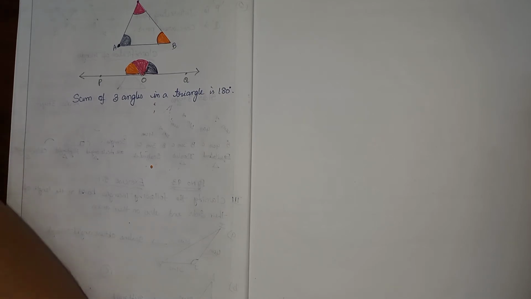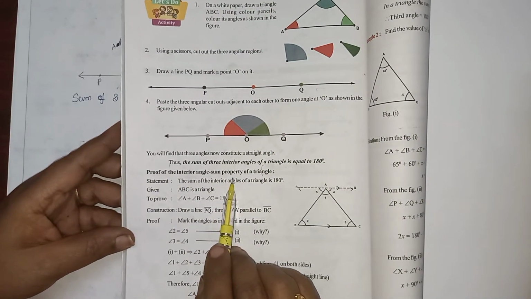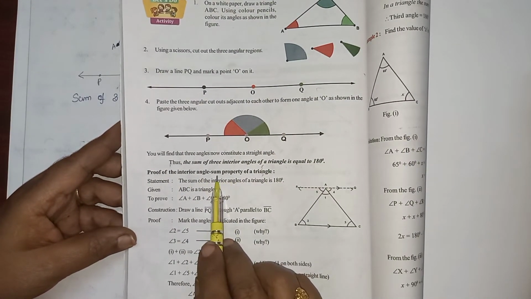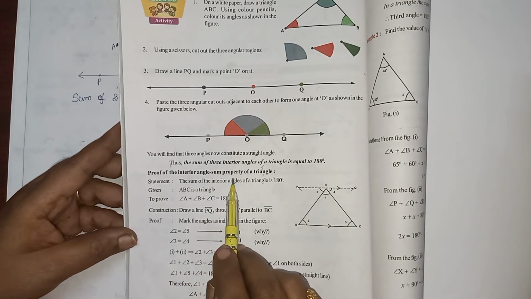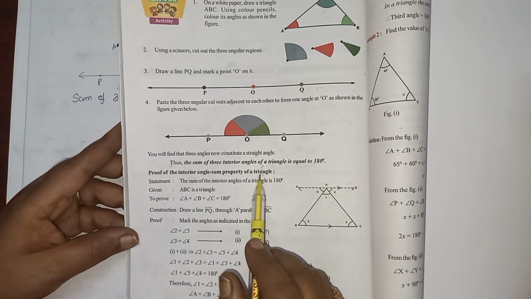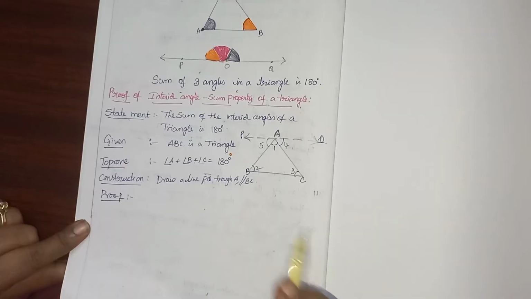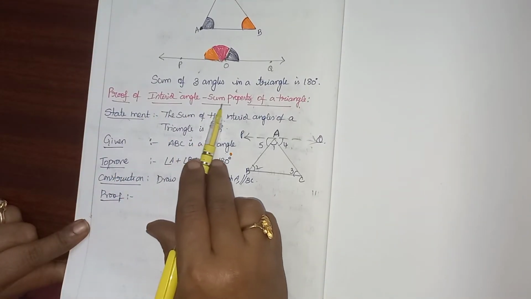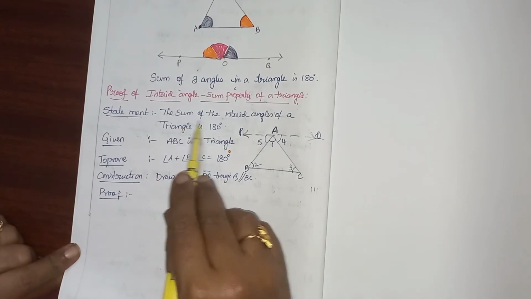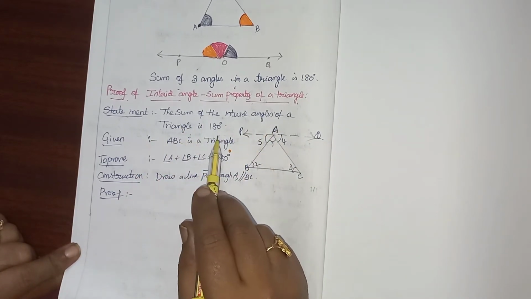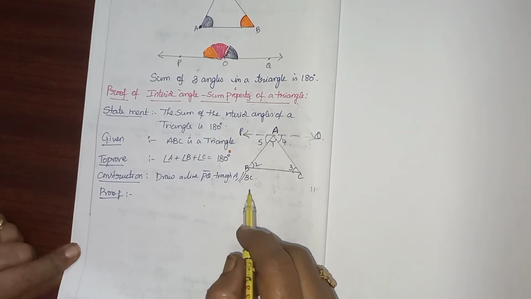And second point, you can prove it by another method. Proof of the interior angle sum property of a triangle. This one you can know about the proof. Statement: the sum of the interior angles of a triangle is 180 degrees.